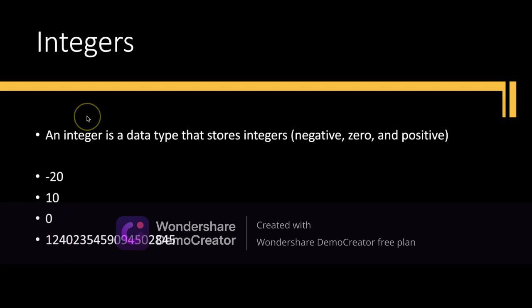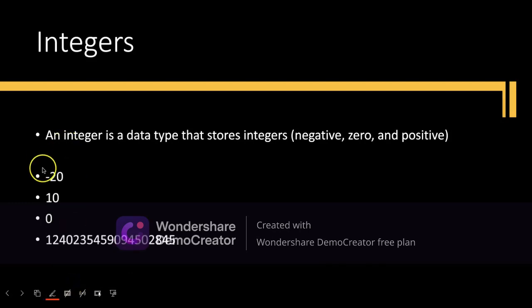Okay, so next up is integers. An integer is a data type that stores integers. An integer, if you're not already familiar with that, is essentially a number that's either negative, 0, or positive, and it can't be a decimal or anything. It has to be a whole number. Integers in Python are the exact same thing as in math. So an example of an integer could be negative 20, 10, 0, or this number here.